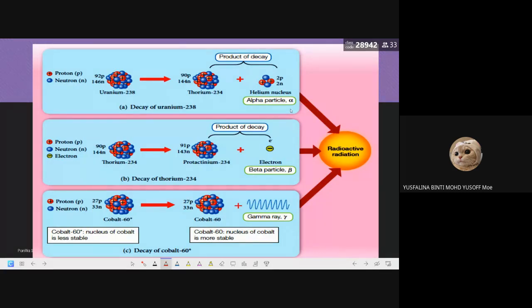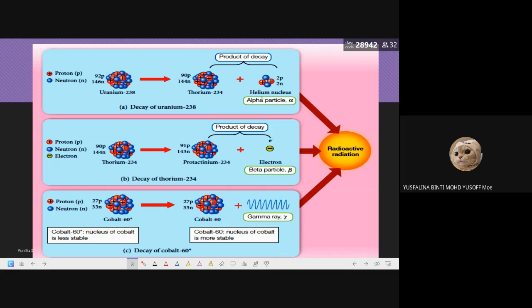This is an example of a radioactive reaction. Let's say you have uranium. When the uranium reacts, it produces thorium and also helium. You can see alpha, beta, and gamma. This is the product of the radiation, the radiation rays: helium, beta, and gamma.